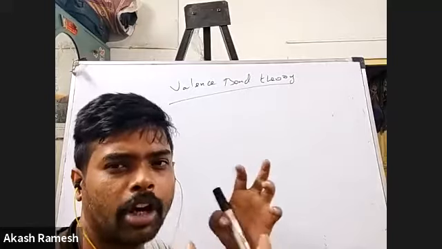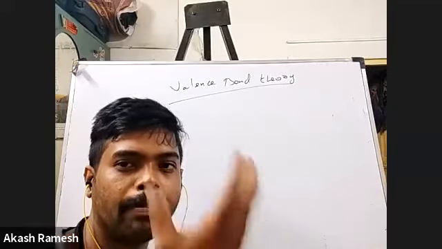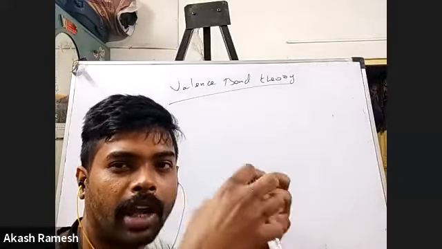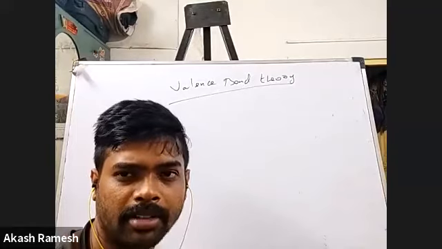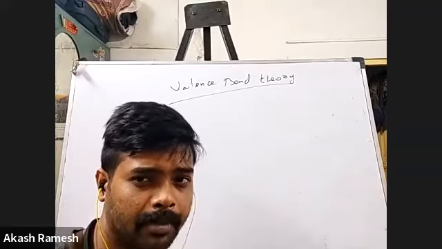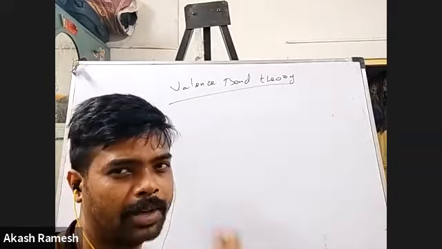Like two orbitals, an s orbital and a p orbital coming together to form a covalent bond. Or say a p orbital and another p orbital coming together to form a covalent bond. So all these things are possible, or even d orbitals can come into the picture. First we'll see one example so we'll be able to understand.